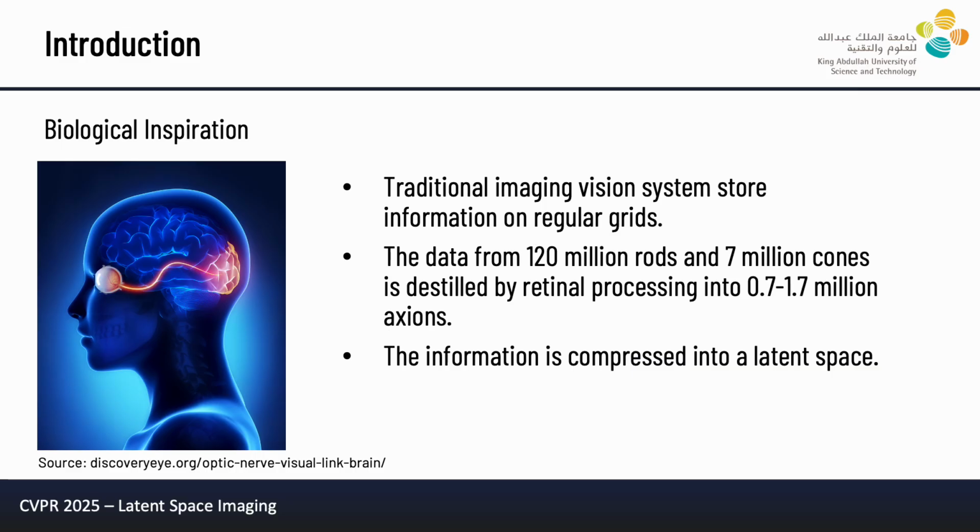Latent space imaging introduces a new paradigm for artificial vision systems inspired by biological vision. While conventional imaging systems are based on brute force sampling of scene information on regular grids, our human visual system performs significant data reduction from the large number of photoreceptors to the optic nerve, effectively encoding visual information into a low bandwidth latent space representation for brain processing.